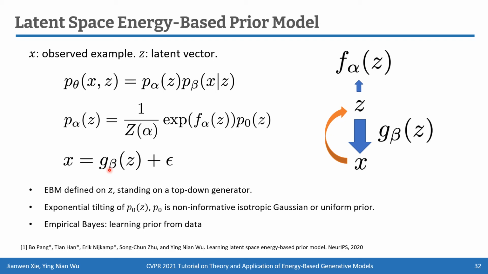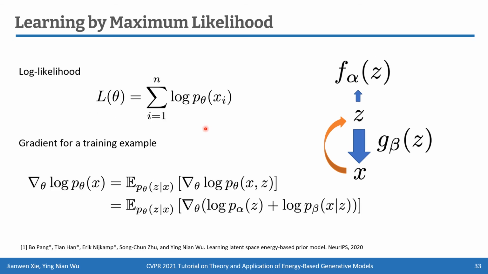And because this Z is low dimensional, this F alpha that defines the energy-based model can be a very small network, and yet it can lead to significant improvement in the model over the original generator model. We can continue to learn the model by maximum likelihood.